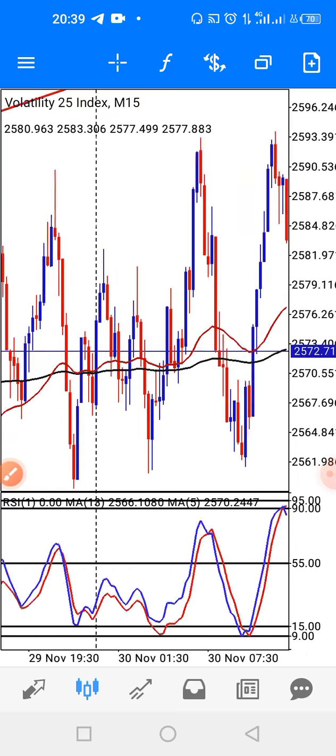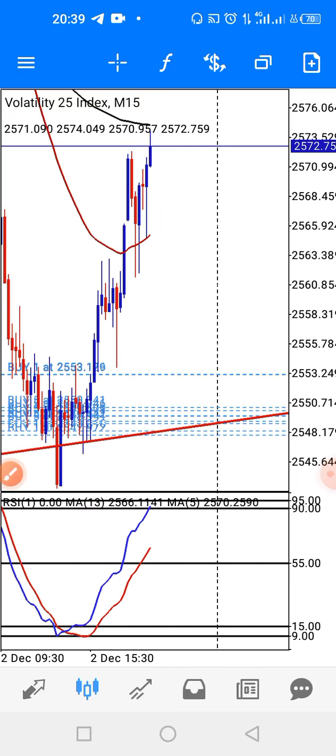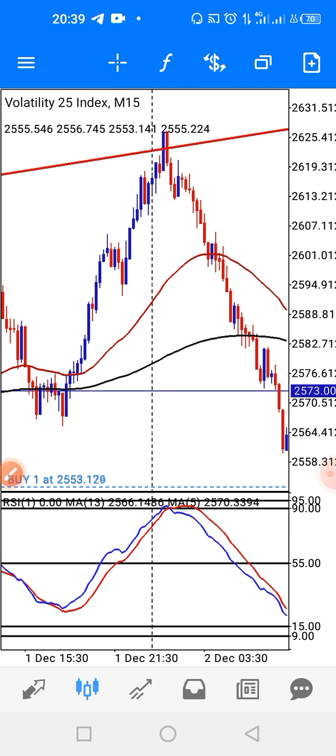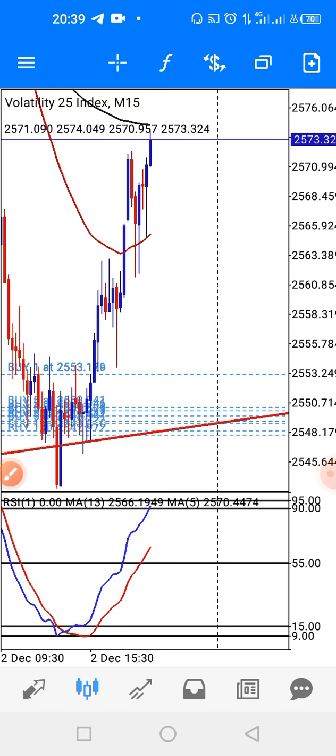Now, one thing you must understand is if you don't have any reason to enter a trade, probably you shouldn't enter the trade, because what you're doing is chasing after the market, or probably you are gambling. Okay, so now let's get into this.